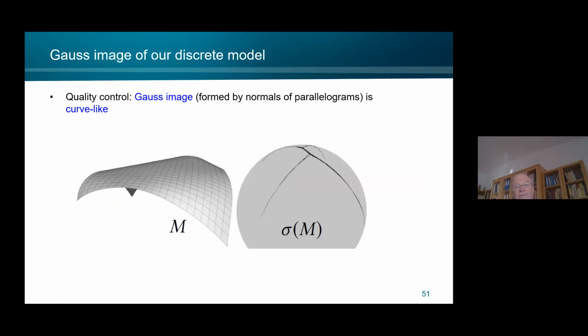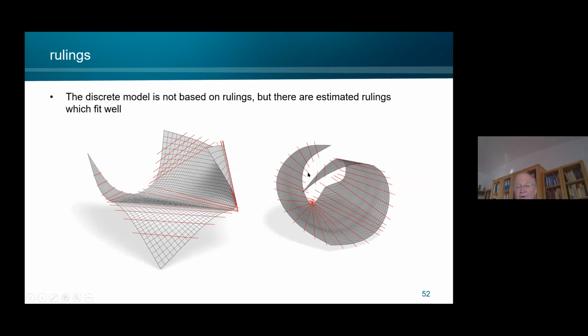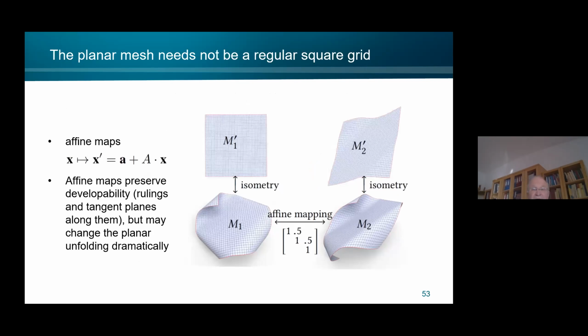Now you can control the quality by looking at the Gauss image. The Gauss image here may simply be formed by the normals of these parallelograms in the checkerboard pattern, and it turns out to be really curve-like, like here. Or you can also fit rulings. You could even come up with a kind of estimation of points on this regression curve.